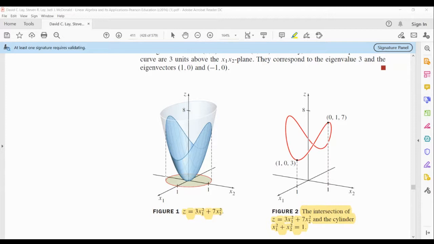And look at the coordinates of the lowest and highest points on the red band there in figure 2. The z coordinate is 3 for the lowest point on the band, and the z coordinate is 7 for the highest point on the band. Okay, and 3 and 7 correspond to the eigenvalues.